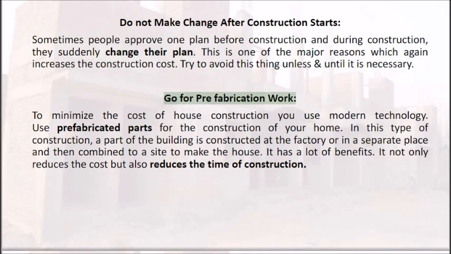Go for prefabrication work. To minimize the cost of house construction, use modern technology. Use prefabricated parts for the construction of your home. In this type of construction, a part of the building is constructed at the factory or in a separate place and then brought to the site to make the house. It has a lot of benefits. It not only reduces the cost but also reduces the time of construction.